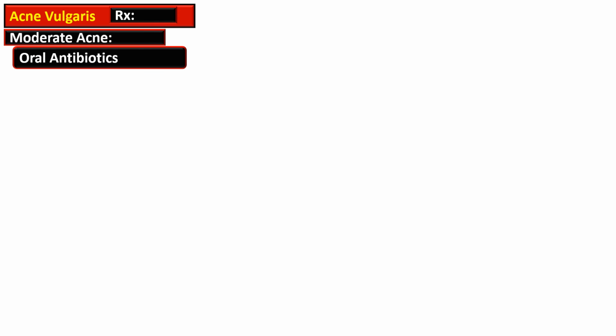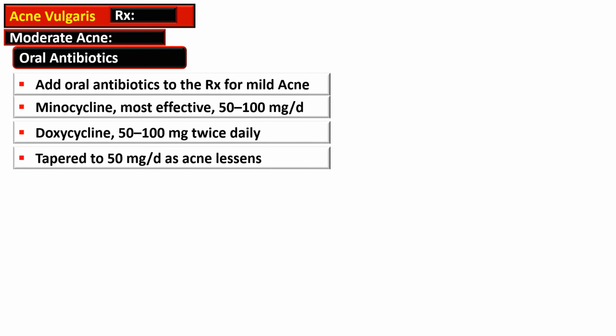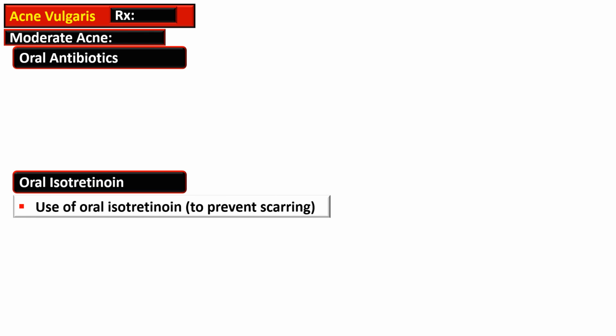So for moderate acne, the oral antibiotics are used in addition to the treatment for mild acne. Minocycline is most effective, 50 to 100 milligram per day. Doxycycline 50 to 100 milligram twice daily. That is tapered to 50 milligram per day as acne lessens. Oral isotretinoin can be used, and it is used to prevent scarring.